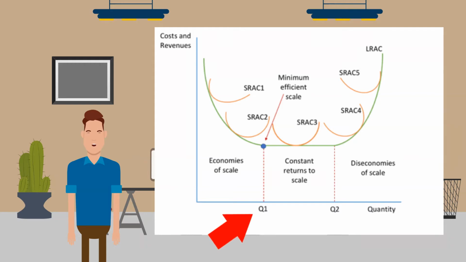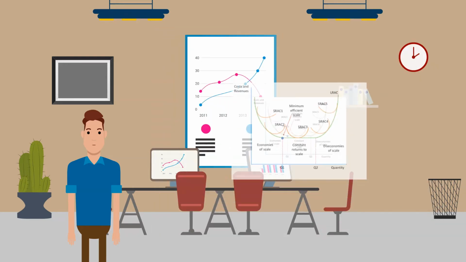Up until output Q1, the firm experiences economies of scale and so sees falling LRAC. From output Q1 until output Q2, the firm has constant returns to scale where their LRAC is constant. Any output above Q2 means the firm experiences diseconomies of scale and then their LRAC rises.